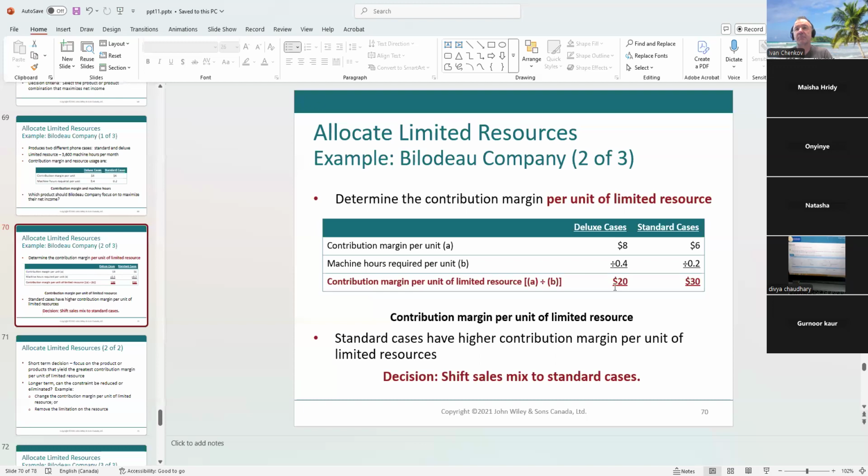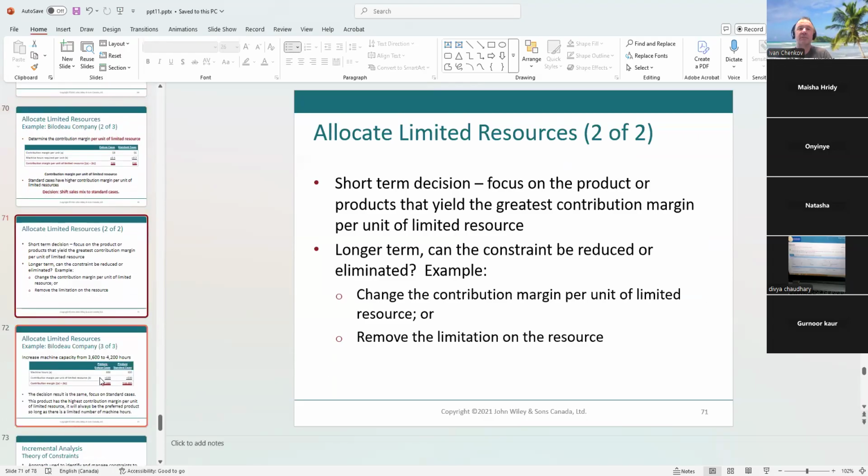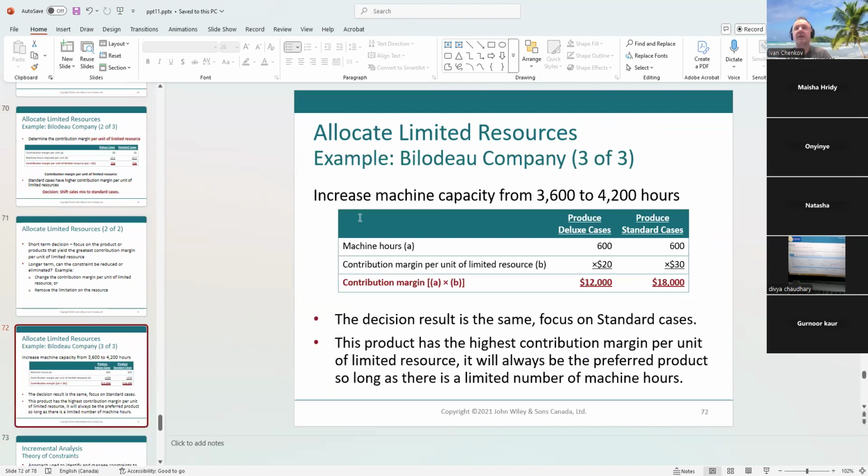So once we get the contribution margin per unit within the limited resource, then we can figure out on which product we should focus. For the short-term decision, focus always on the product that gives you the greatest contribution margin within the limited resource. Long-term, you have two other things to consider: change the contribution margin or remove the constraints that you may have on the product. So basically, in this case, if we increase the machine hours, then we can produce all the products that we need.